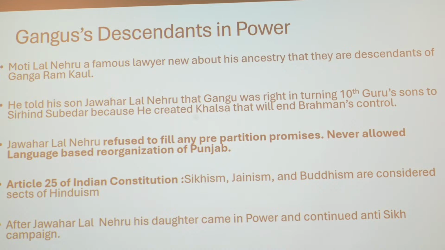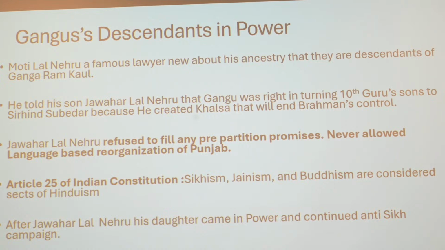Actually, I think somewhere in 1945. Partition took place in 1947. Many of the promises Congress and he and Gandhi made to Sikhs were never fulfilled. After the Constitution was made, in Article 25 of the Indian Constitution, they included Sikhs as Hindus. Sikhs, Jainism, Buddhism are considered sects of Hindus. So this is the reward for supporting Congress.